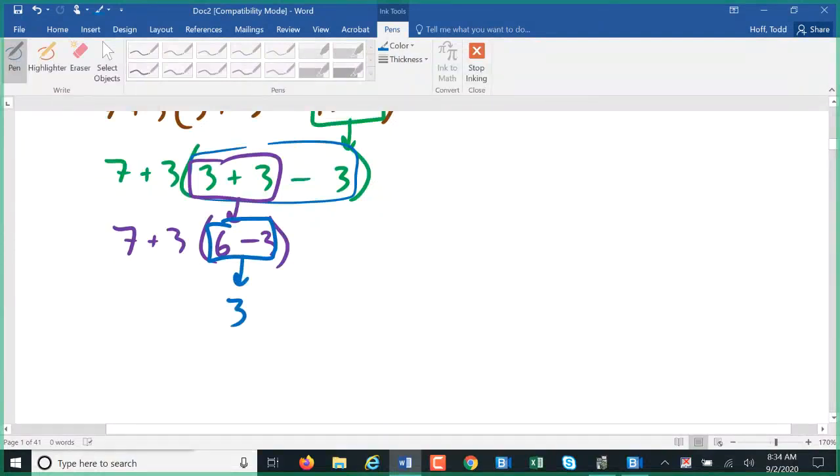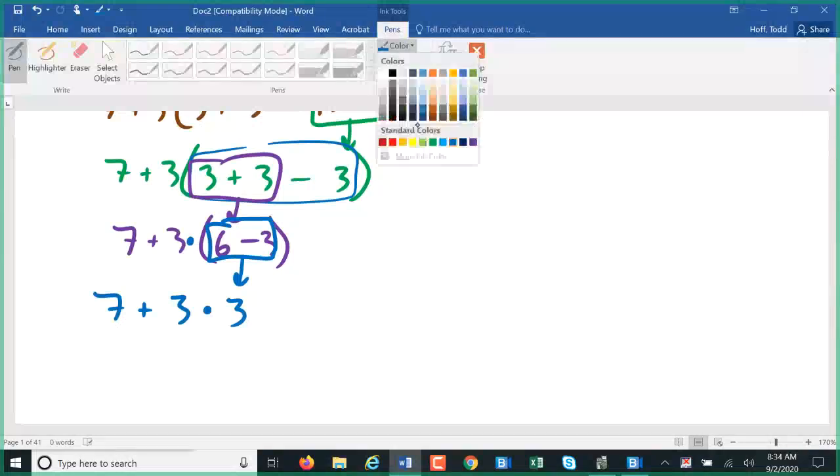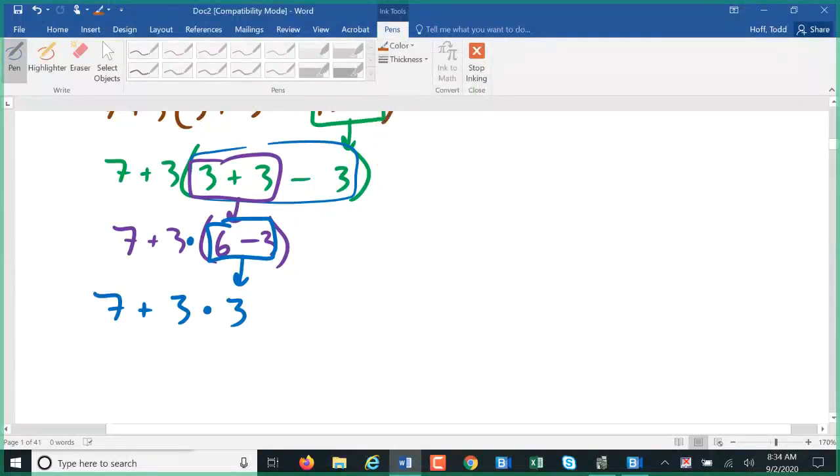I'm going to remove the parentheses. In this case, however, the parentheses is doing another job. It is signaling multiplication. So I have to put that multiplication in when I remove that parentheses. Now we have the multiplication. 3 times 3 is 9. And 7 plus 9 is 16.